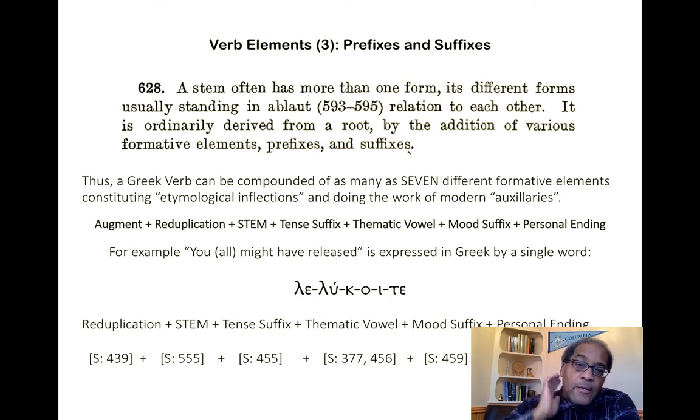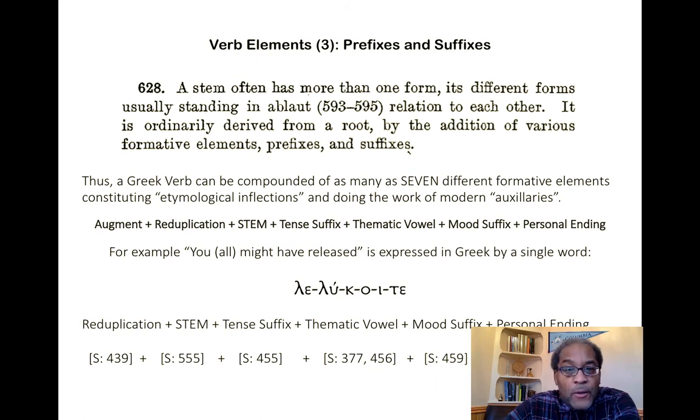So these elements, and I list them here, and this will be clear if we circle back to it in a while: you have an augment, which marks a past tense, a reduplication, which marks a perfect. You have a stem. You have a tense suffix that can be various tenses. You have a thematic vowel. You can have a mood suffix, which signals the optative or the subjunctive. And then finally, you have the personal endings, if you're dealing with the primary tenses.